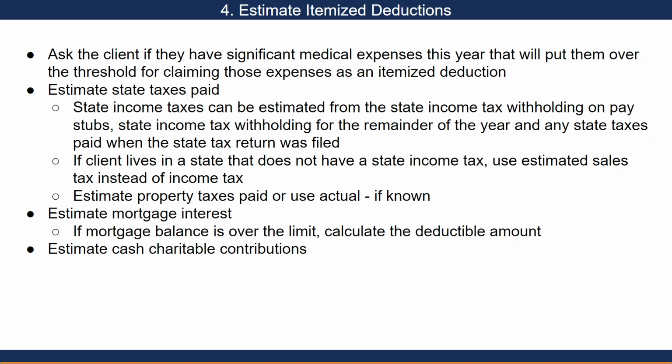And then you want to estimate their cash charitable contributions. So a lot of times these are different scenarios we run where a client will say, well, what would happen if I gave this much to charity or this much? And so you want to find out what their year-to-date charitable contributions are and what they project out for the rest of the year. And then estimate their non-cash charitable contributions as well. Are they going to give donations to Salvation Army or to Goodwill or anything like that?